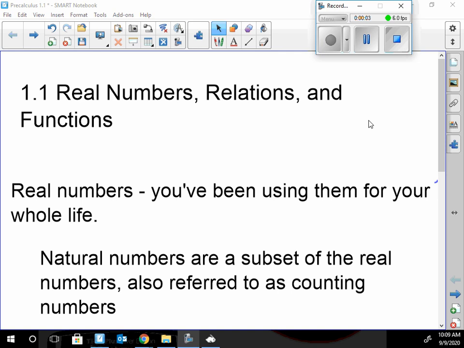Welcome to Precalculus, boys and girls. We're starting with our first chapter in our first section. This is 1.1, Real Numbers, Relations, and Functions.